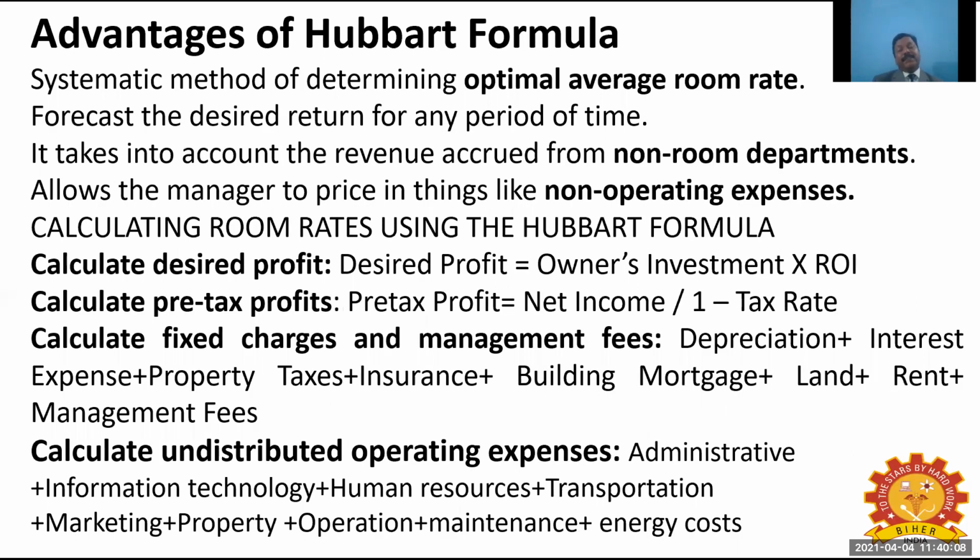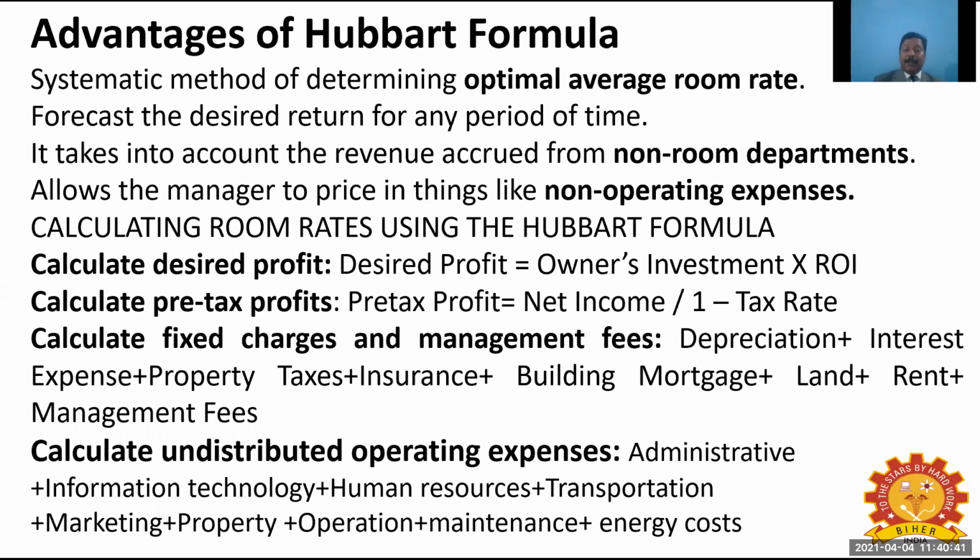So what are the advantages of Hubbard formula? Systematic method of determining optimal average rate. So you are trying to take all the factors before pricing a room, unlike your rule of thumb approach, where you are taking only the construction costs and furnishing costs, and you are not taking facilities and other costs. Forecast the desired return for any period of time. It takes into account the revenue accrued from non-room departments. Allows the manager to price in things like non-operating expenses.